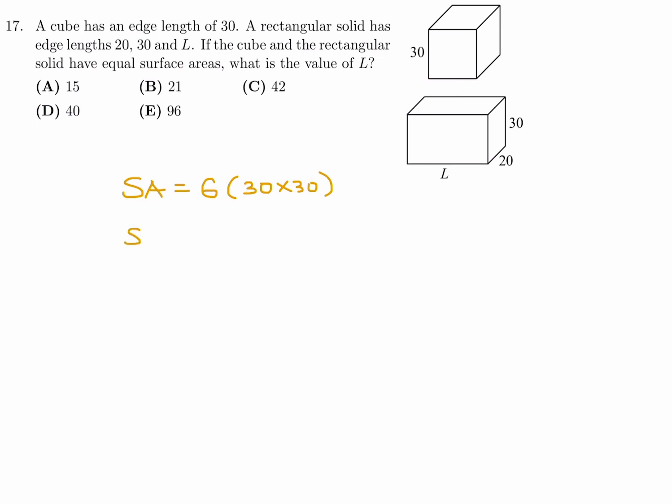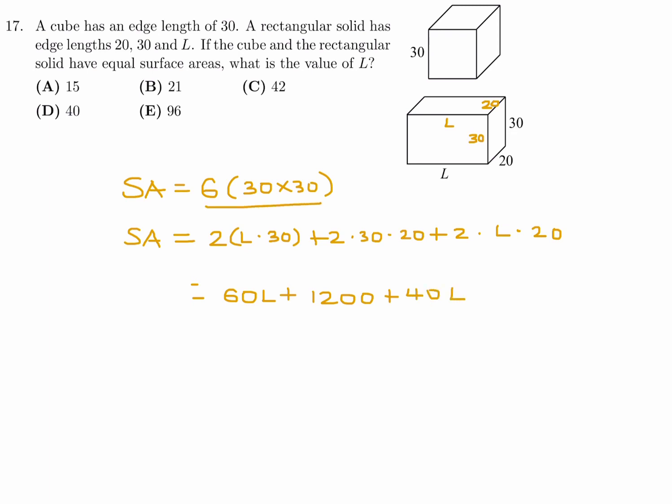The surface area of that solid is going to be 2 times, let's label this a little bit, L, 30, 20, just makes it a little bit easier to understand. 2 times L times 30 plus 2 times 30 times 20 plus 2 times L times 20. So this is 60L plus 1200 plus 40L. Well, this apparently is equal to that.